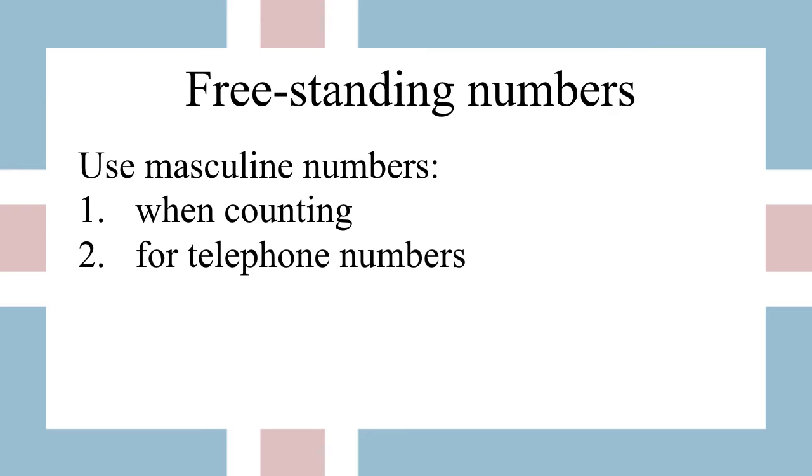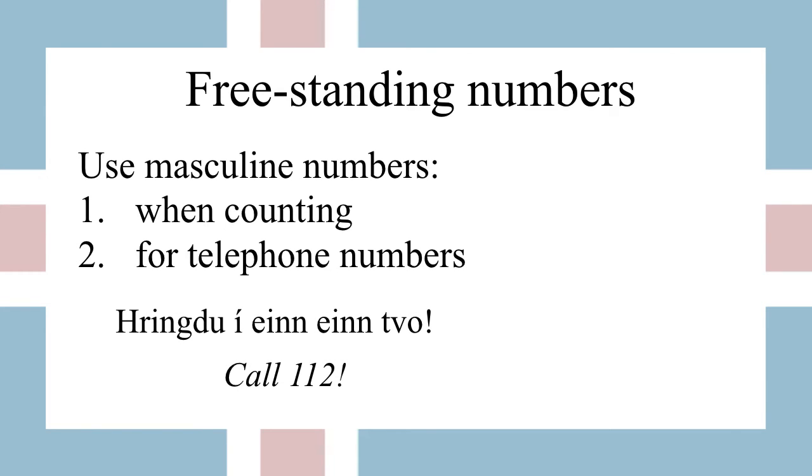You're also going to use the masculine numbers when you are giving a telephone number. That'll generally be in the nominative when you're giving the actual number, but when you're calling the number and using the verb hringja, you're going to use the accusative. For example, hringdu í 112 means call 112, which is the emergency number in Iceland.